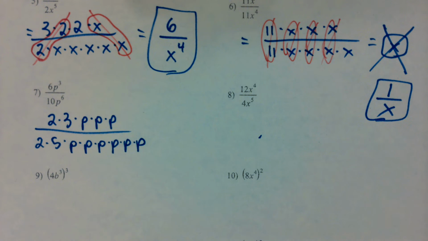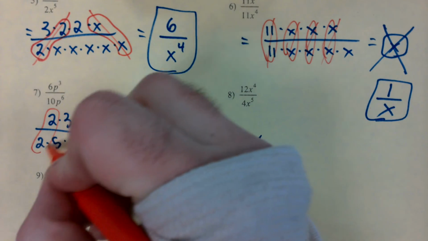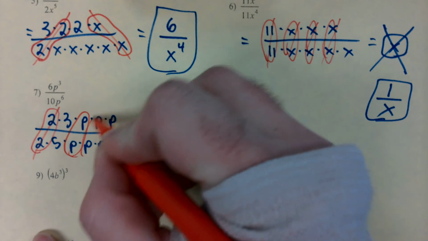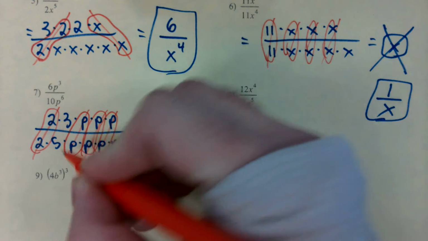Are there any numbers we can cancel out? 2 and 2, right? We got to leave the 3 and the 5. And then we've got 3 p's that we can cancel. 1, 2, 3.